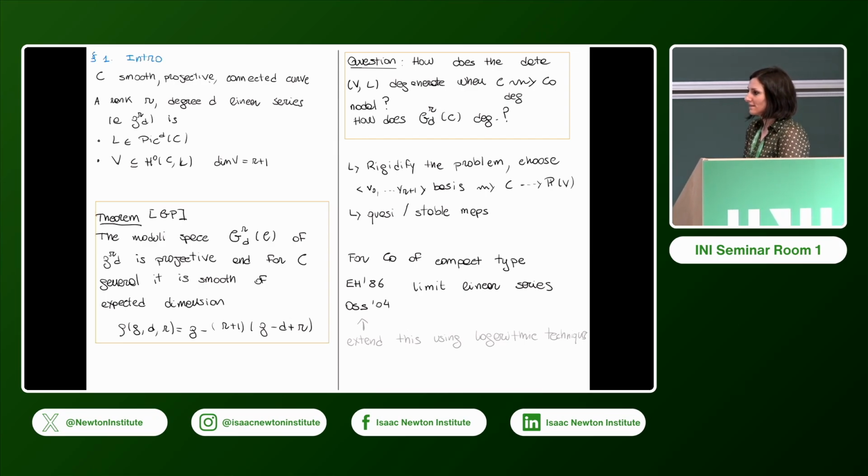Yes? Could you remind us what compact type is? Yes, you can think of it, there are two ways to say that. One way is that if I take the dual graph, this is a tree. But the important thing about compact type is that if I take the Picard of a fixed multidegree, this is compact, it's proper. It's just the product of the Picards of the single components. Ah, yeah.